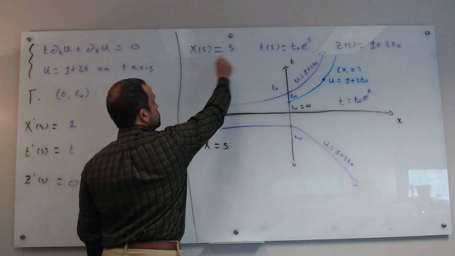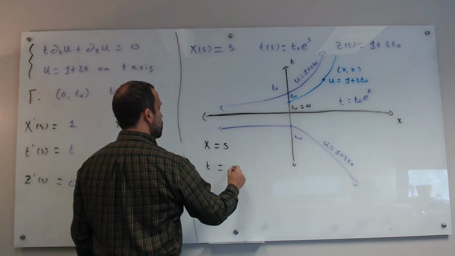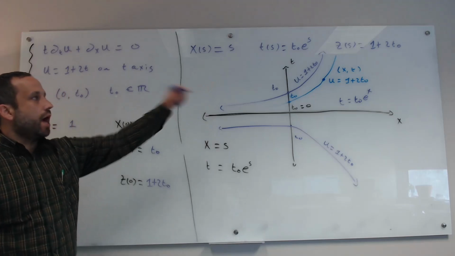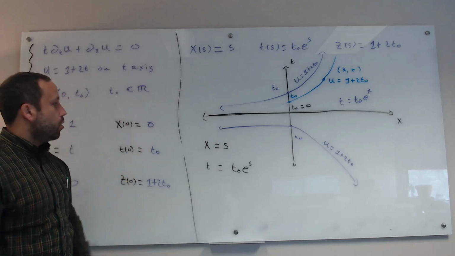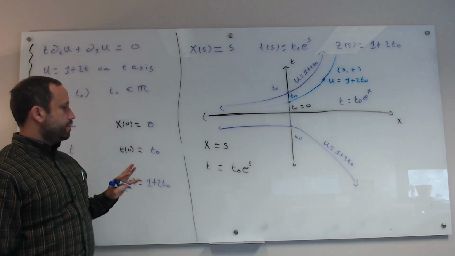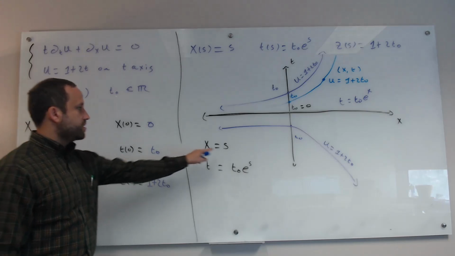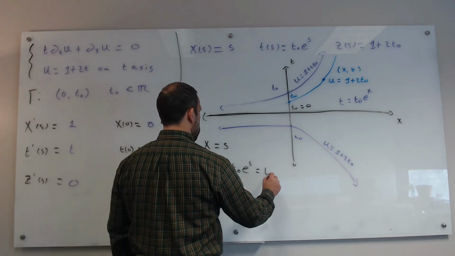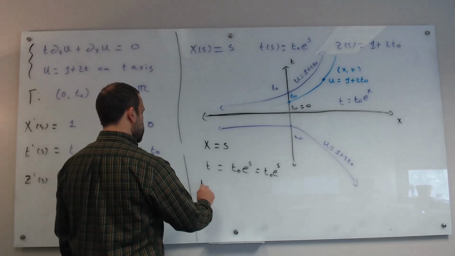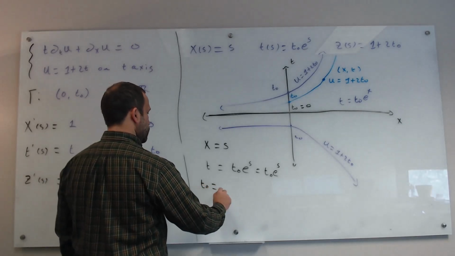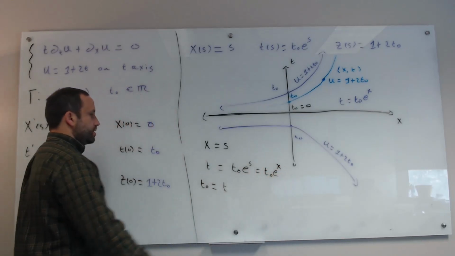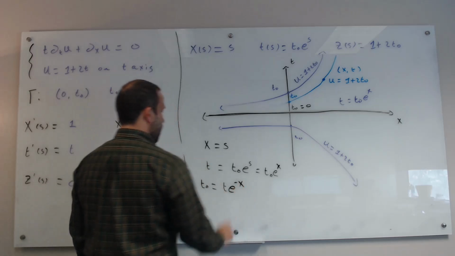X is equal to s, and t is equal to t naught e to the s. And I only need to know what t naught is. S doesn't appear up there. I only need to know what t naught is. So let's look at this. I know there's a couple of ways that I can do this. I know x is equal to s, so t is equal to t naught e to the x, and so it says t naught is equal to t. Sorry, I just wrote e to the s again. It says t naught is equal to t e to the minus x.